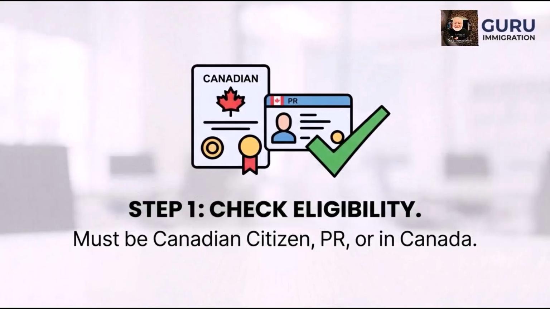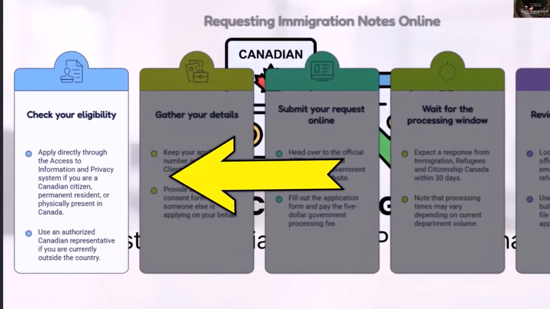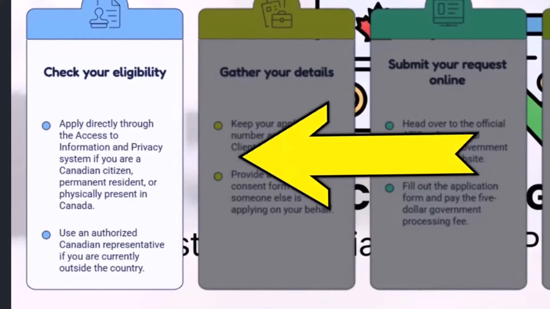Step 1. Understanding eligibility and access. Check your eligibility to order the notes. The Global Case Management System, or GCMS, is the central database where Canadian immigration officers record every single detail, note, and decision regarding your application. To request these notes directly online through the Access to Information and Privacy (ATIP) system, you must legally be a Canadian citizen, a permanent resident, or an individual physically present in Canada.